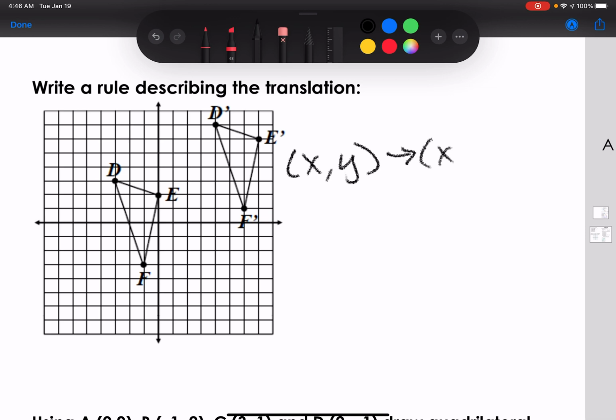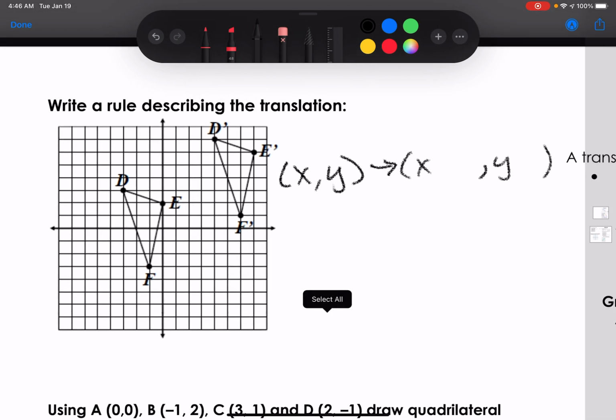So it's going to be x plus or minus something, and then y plus or minus something. So, let's look at it. We know we're going to the right, and we know we're going up. And you don't have to deal with every single point. You can just pick one point because it's a translation to the entire shape.